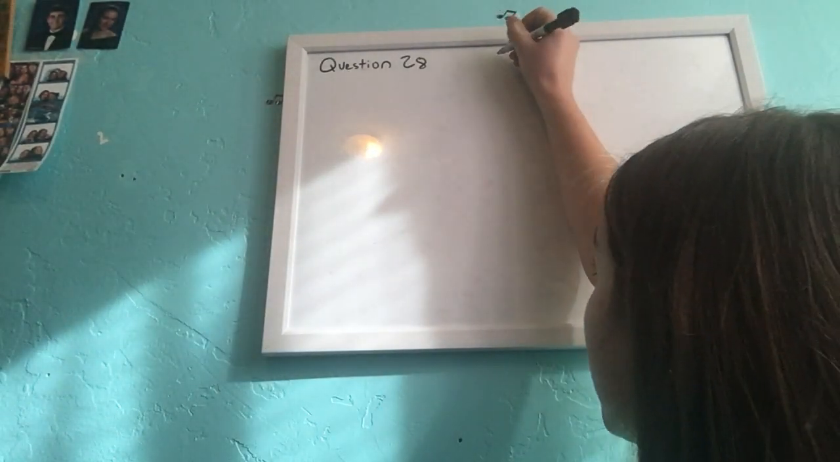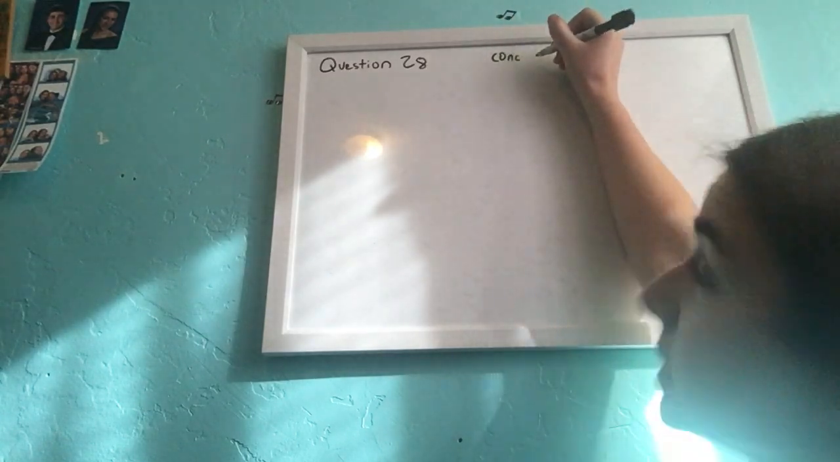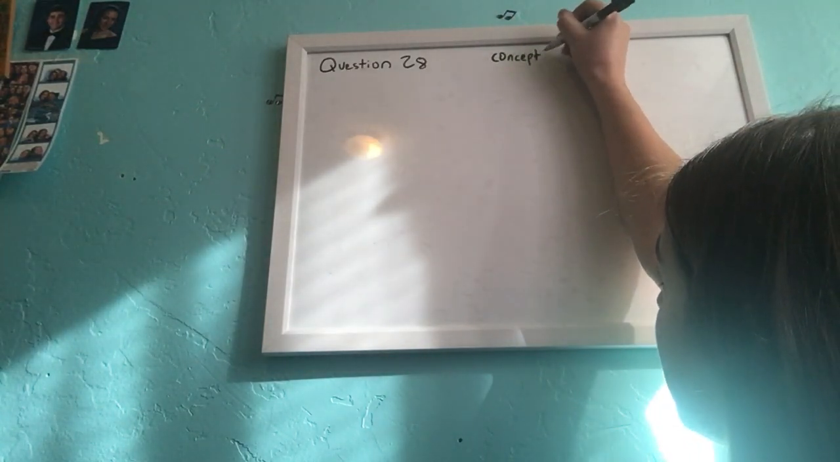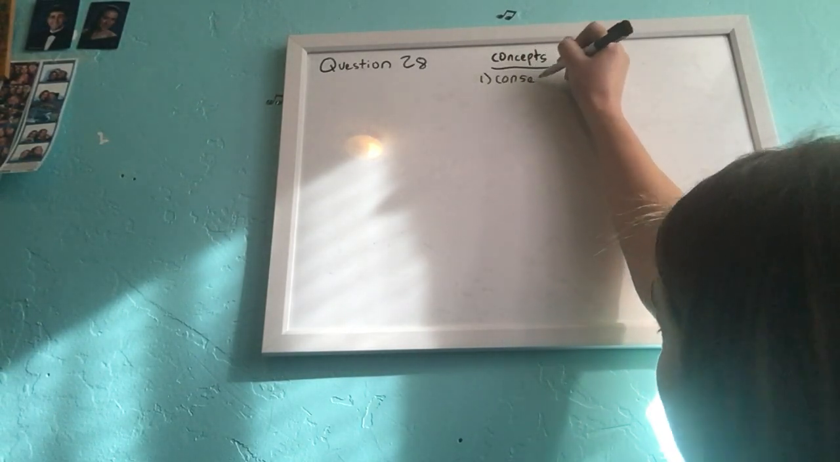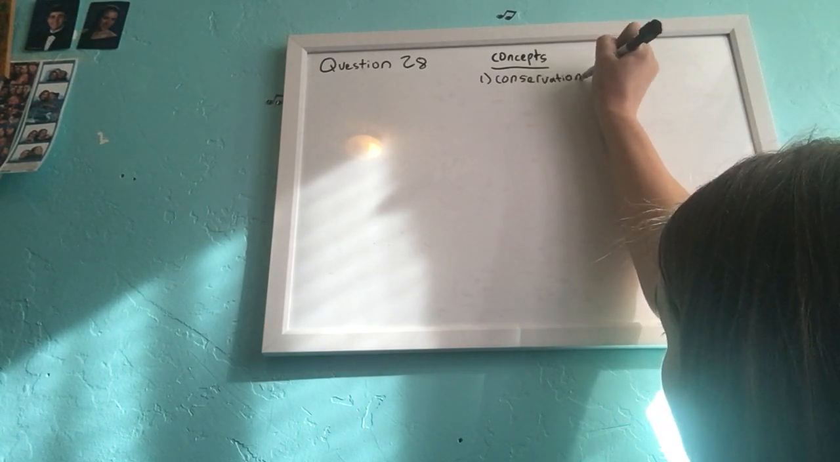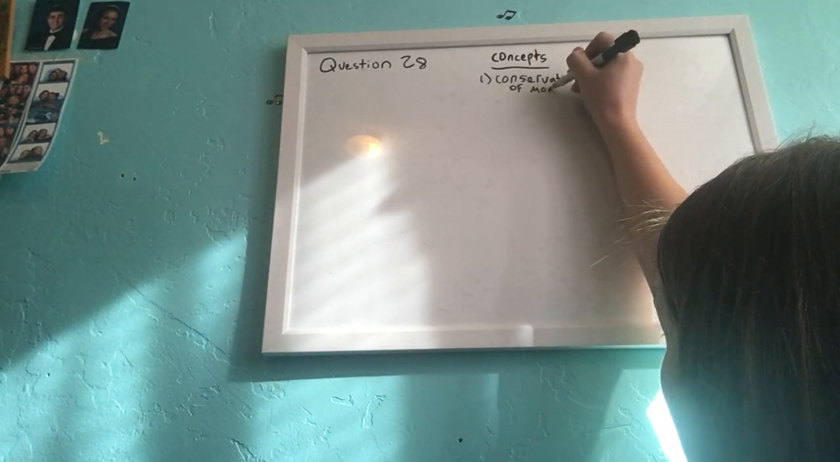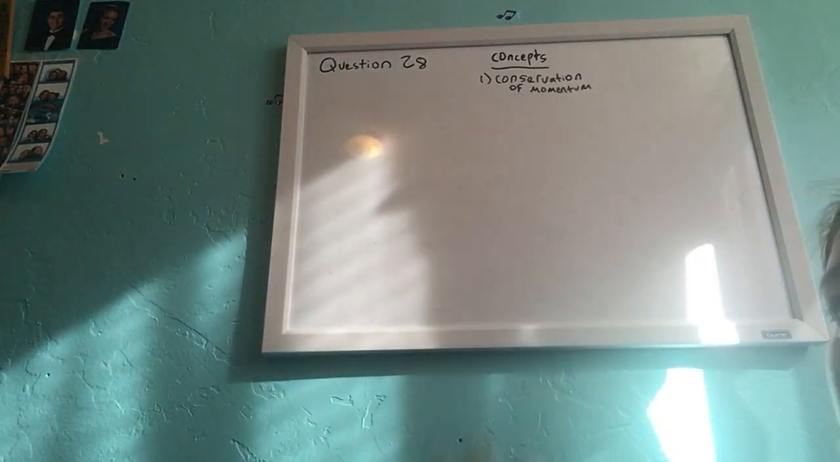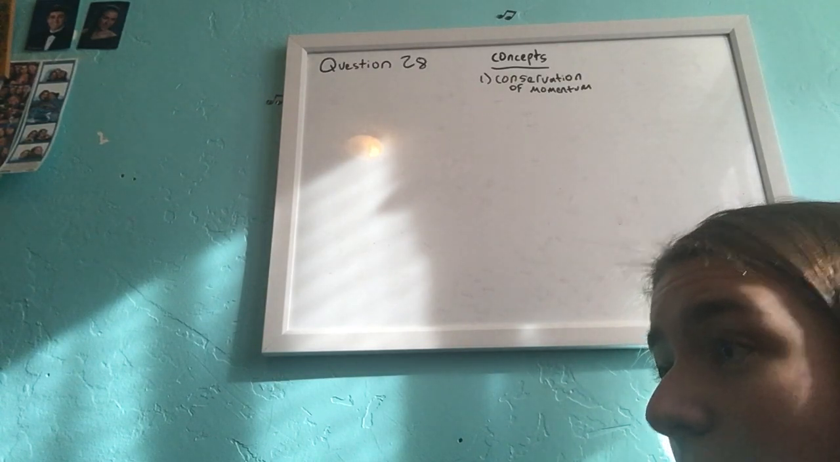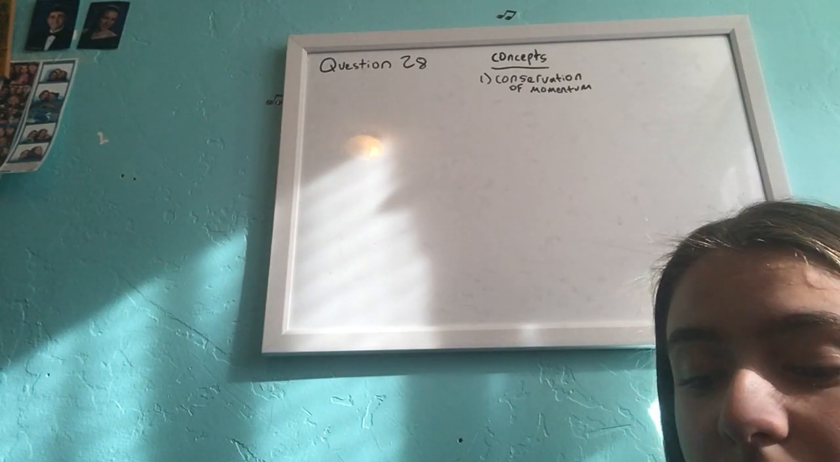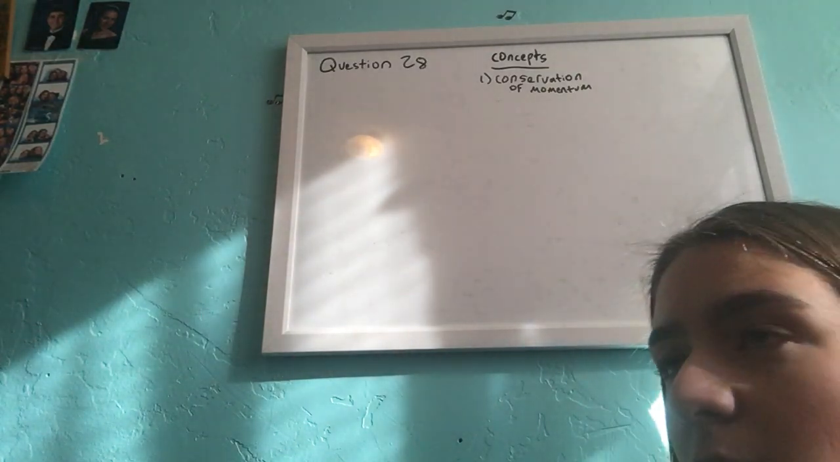Okay, so now I will be going over question 28. The first important concept in question 28 is conservation of momentum. I've defined momentum before, but basically momentum is mass times velocity. Conservation of momentum is where the initial momentum, mass times velocity initial, will equal the final momentum, mass times velocity final.